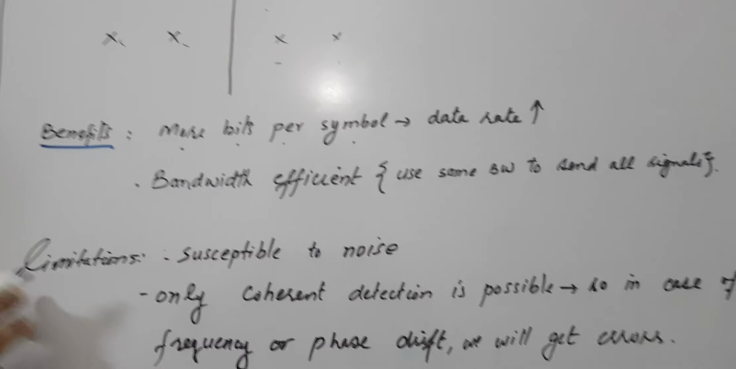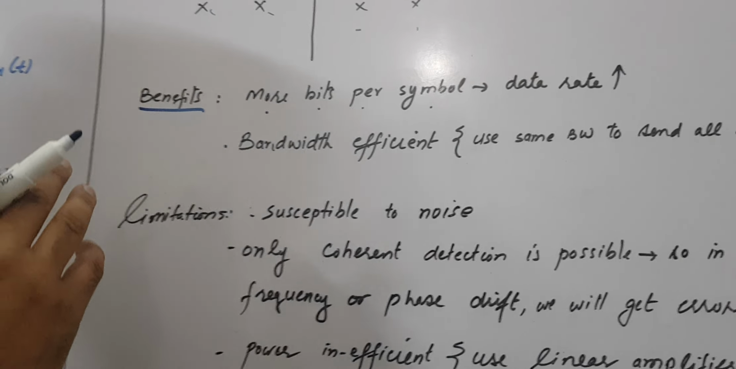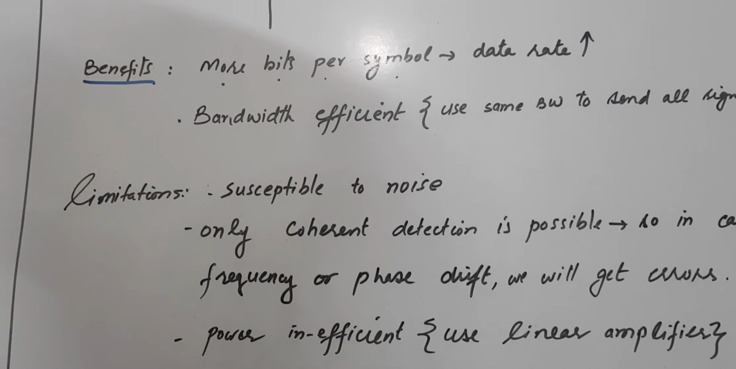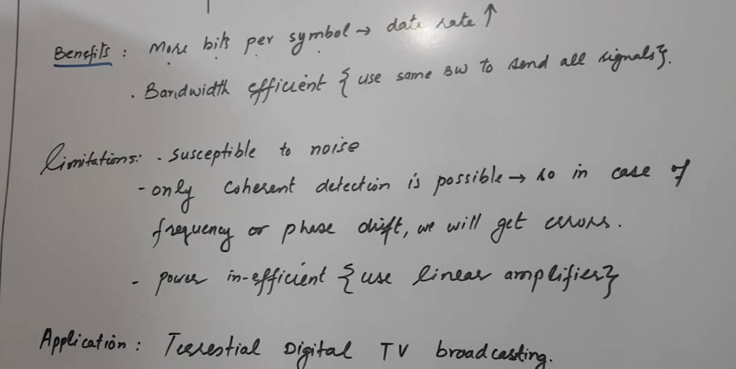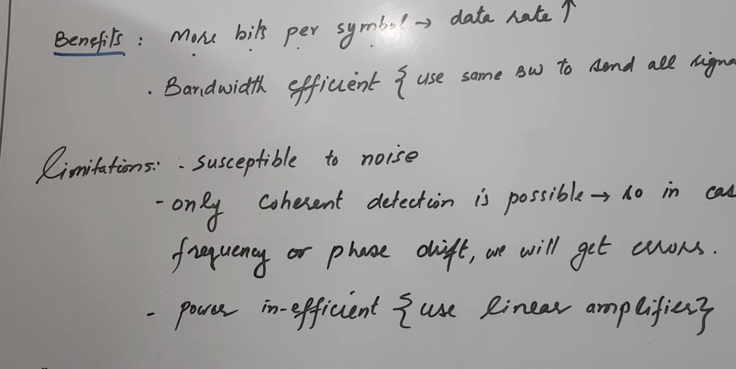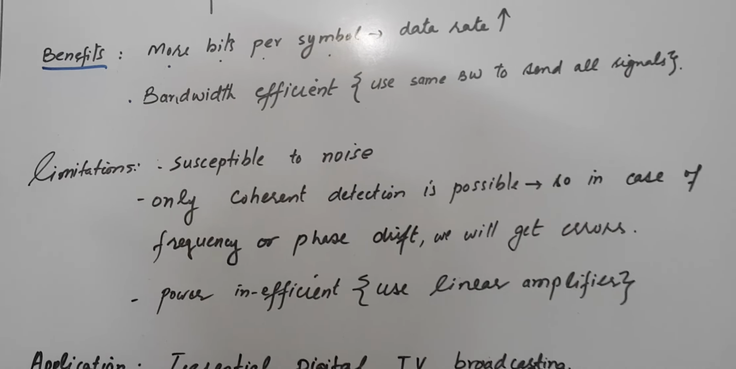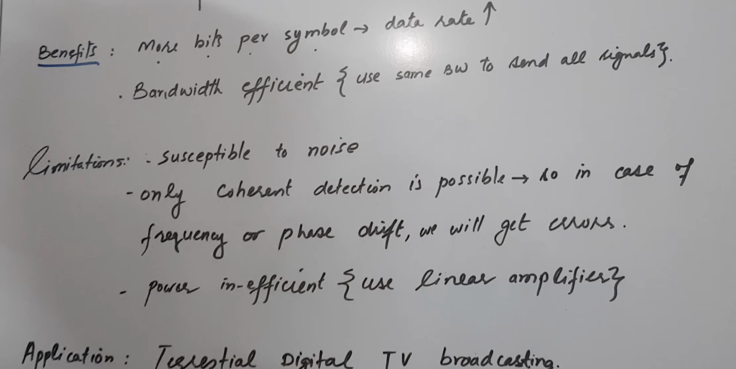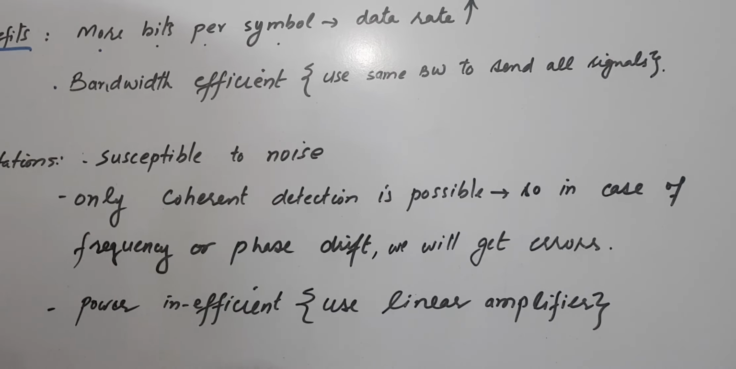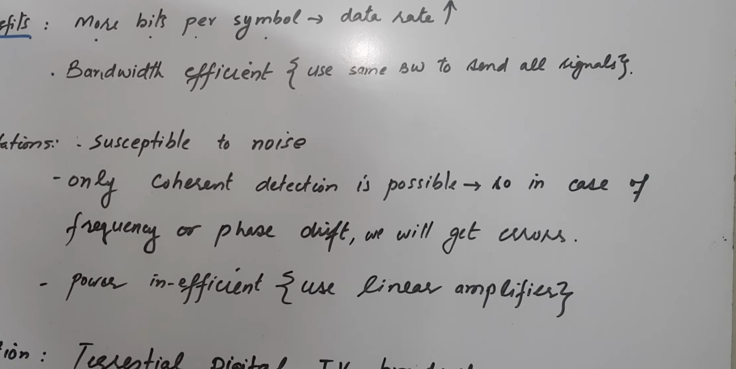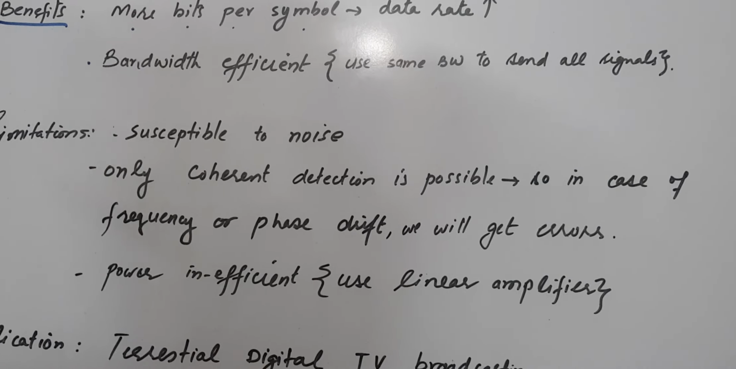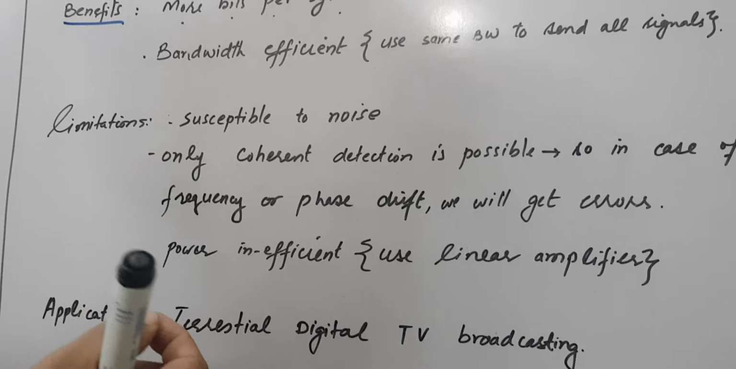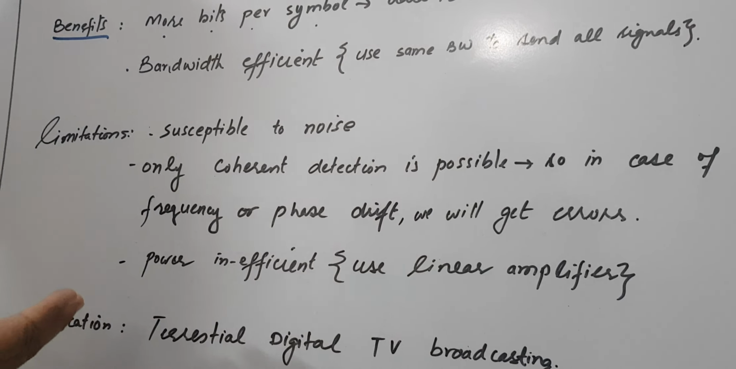Now let's discuss the limitations. QAM is susceptible to noise. Noise can easily affect the QAM signal, so that is a limitation. The second limitation is coherent or synchronous detection: you have to use synchronous detection only in the case of QAM. It means you generate the local carrier signal, which should be synchronized with the transmitted carrier signal.